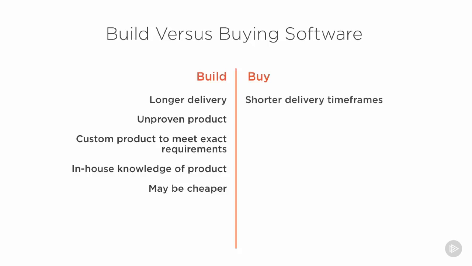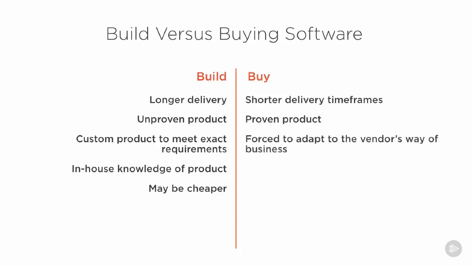If we're going to buy it, well, it might be available right now. It could be that we need to customize it still to meet our needs, but in many cases the delivery timeframes are going to be much shorter. We also then have a product which quite often has been in production for a while. It's proven, we know how it works, we know the reliability of the vendor involved.